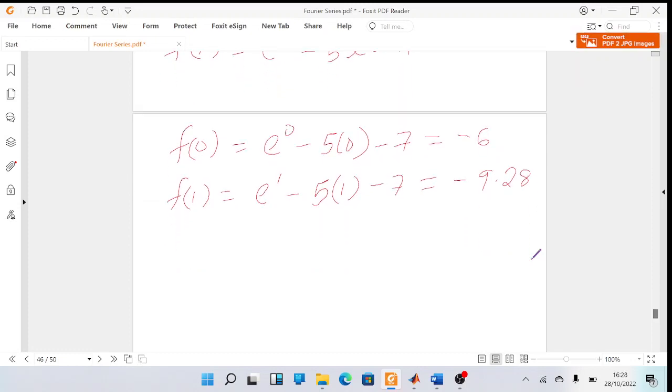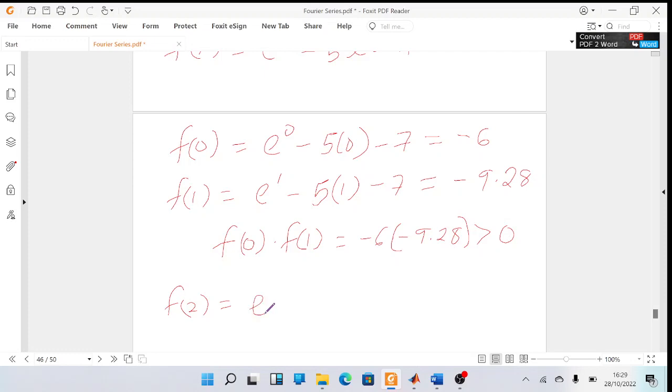So by computing the product f of 0 times f of 1, we get minus 6 times minus 9.28, and definitely this value is positive. So by intermediate value property, we see that the intermediate value property does not give us information whether there exists any root between 0 and 1. So we check the value of the function at 2.